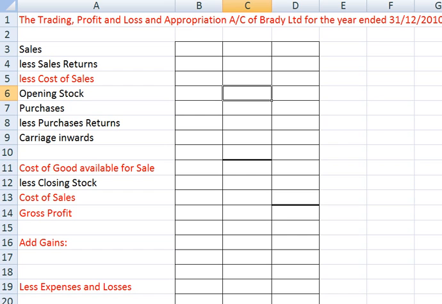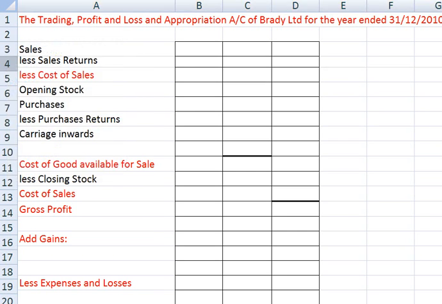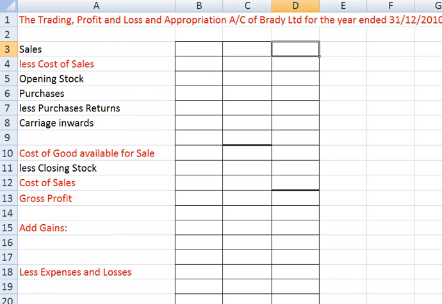So this company had sales. There's no sales returns here. So we're going to get rid of the sales returns, and we're going to bring the sales straight out to the last column, and that is 510,000.